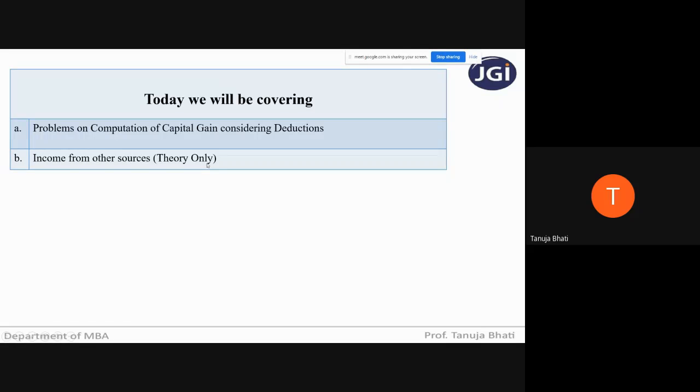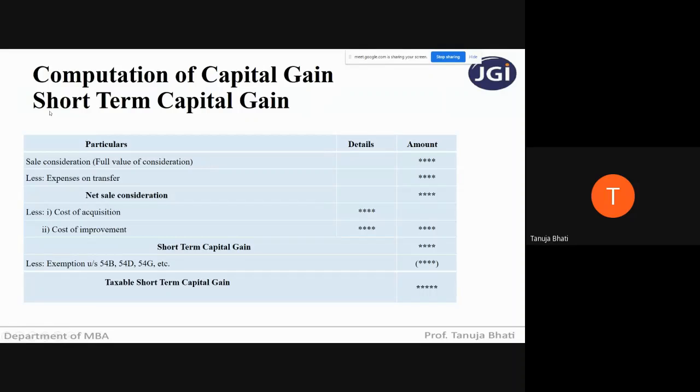So let us see. As you all know, this is a format for computation of short-term capital gain: sales consideration, less expenses on transfer, you get net sale consideration, less cost of acquisition, cost of improvement, you get short-term capital gain. And from the short-term capital gain, when you minus the deductions, or you can also say exemptions, you will get taxable short-term capital gain on which the tax is to be charged.